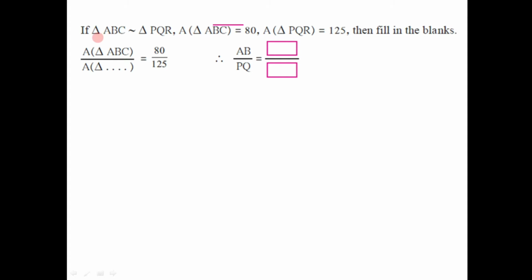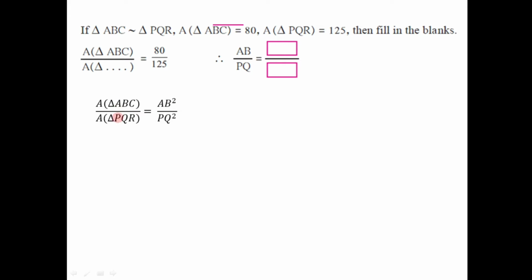We'll start with the given, that is triangle ABC is given to be similar to triangle PQR. Areas of similar triangles, we have area of triangle ABC divided by area of triangle PQR, that is equal to the ratio of squares of the corresponding sides.